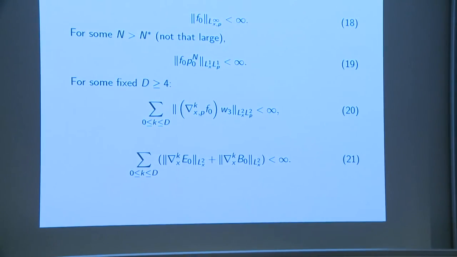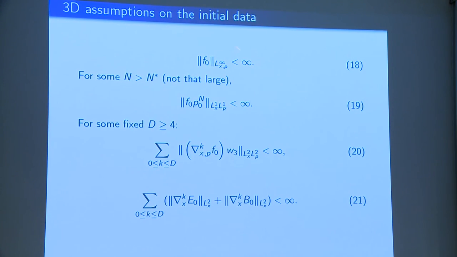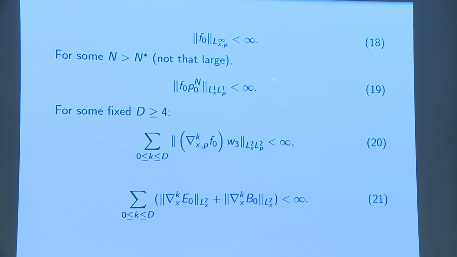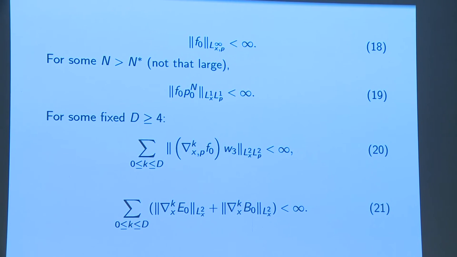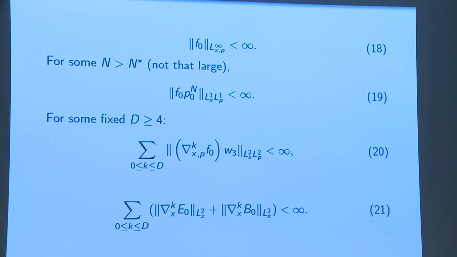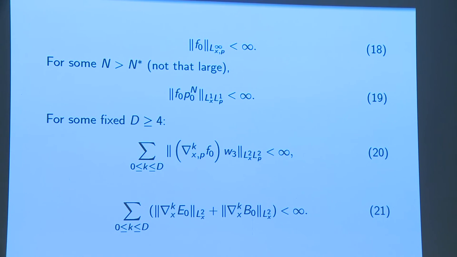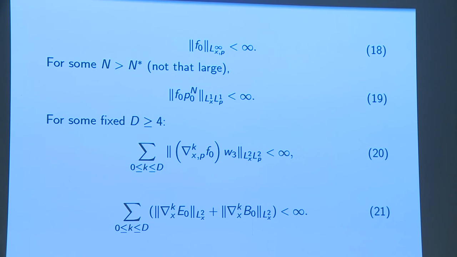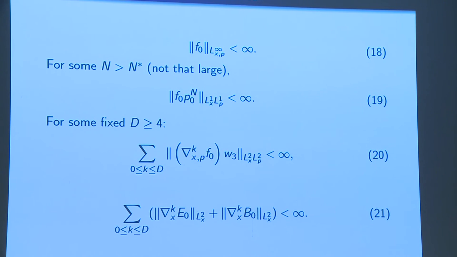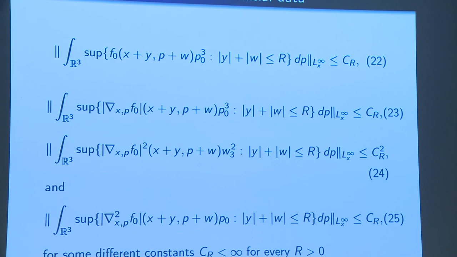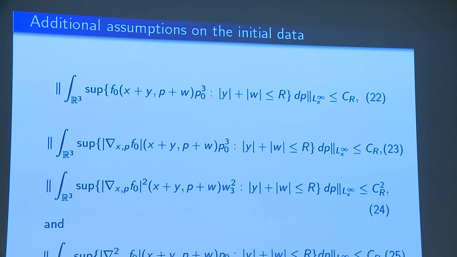Okay, so there are similar assumptions in 3D, so I won't spend as much time on them. It's a little bit different. You assume the infinity norm is bounded, you assume some collection of moments are bounded. I didn't go back and calculate it, but it's not that big, it's like 15 or something. And you assume that the L2-based Sobolev norms are finite here. We use d greater than or equal to 4. We haven't done any low regularity type work. We're just doing the basic Sobolev local existence theorem.